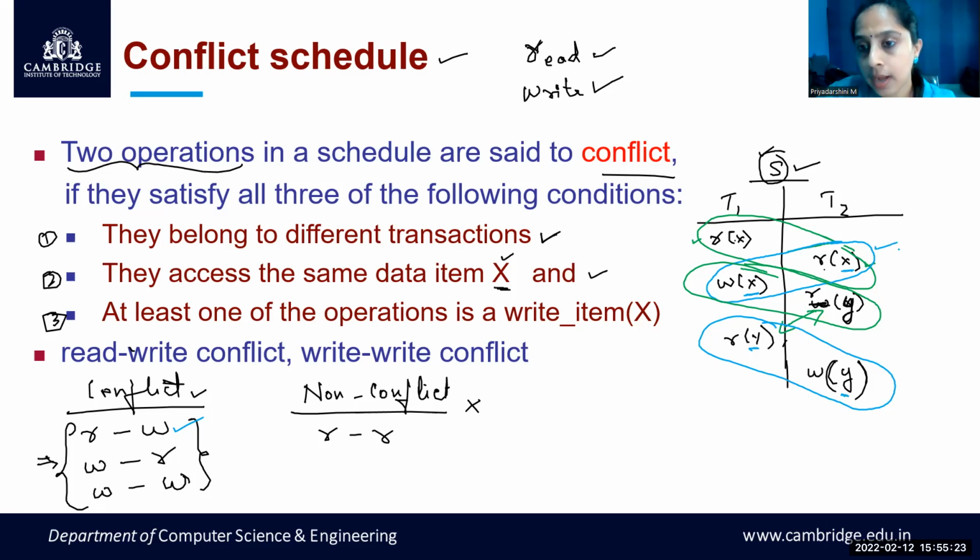So all blue color is a conflict, green color combinations are not a conflict. So now I think it's clear what is a conflict. So no doubt, right? Okay, next one.